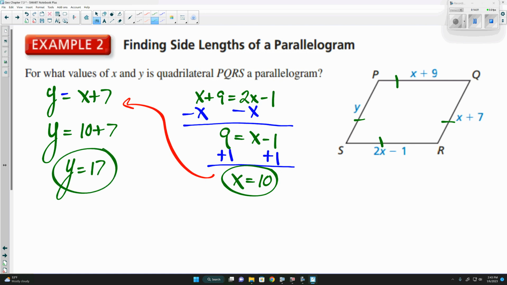On problems like this where it does give you one setup that has x and y, there's a good chance the other one will be in terms of one variable. So you'll have to solve for one and then solve for the other. Here we had to solve for x first, which let us solve for y.